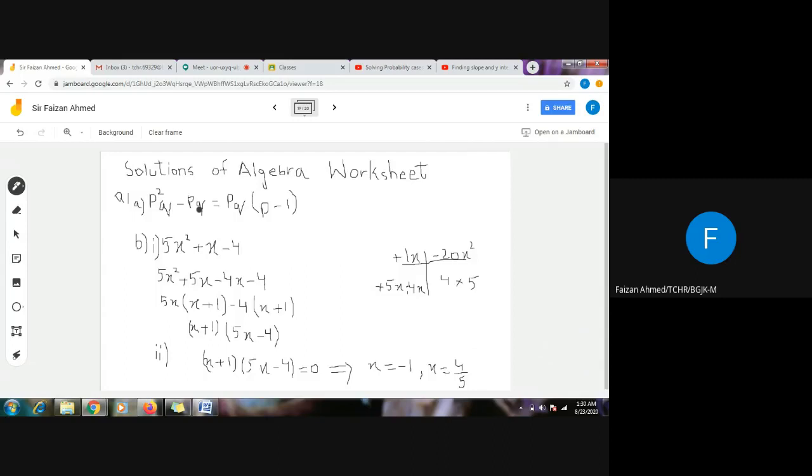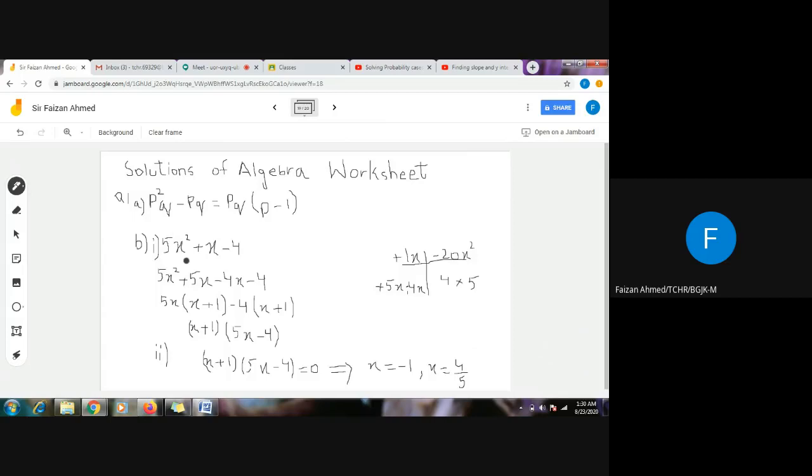You know that in factorization we have to make brackets, so we have to take something common in order to introduce the bracket. We can clearly see that there are p squared and p, so we can take p as common, and q is also being taken as common. So in the bracket there is p minus 1.